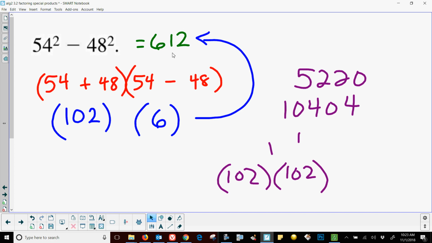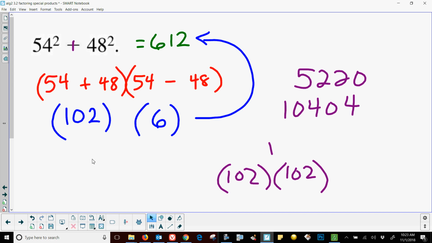I said, okay, now, this is just like x squared minus y squared, where this is x times x, and this is y times y, and that means 1 plus 1 minus. So it's the same thing. It's going to be 54 times 54, 54 squared. It's going to be 48 times 48, 48 squared, 1 plus 1 minus. So we said, okay, this adds to 102. This subtracts to 6. And then when we multiply them, sure enough, we get the 612.